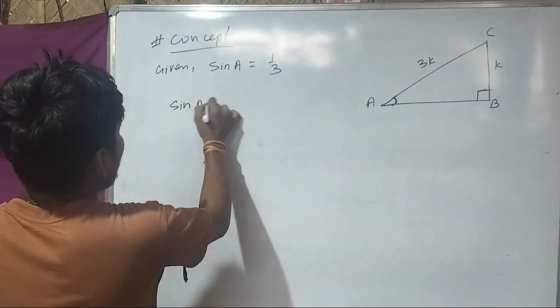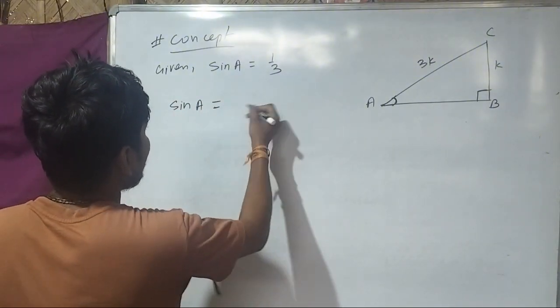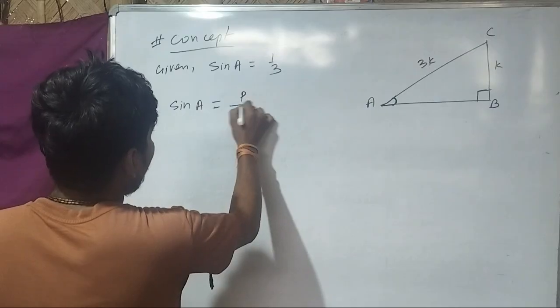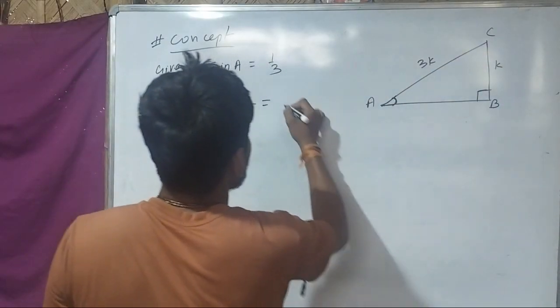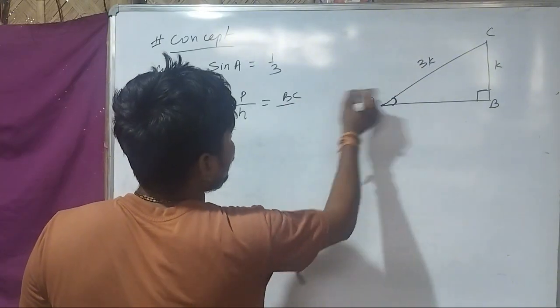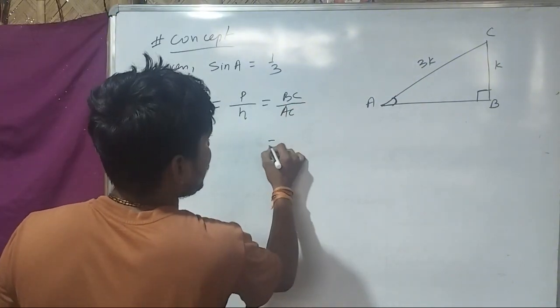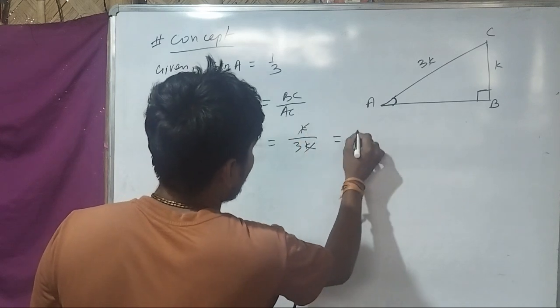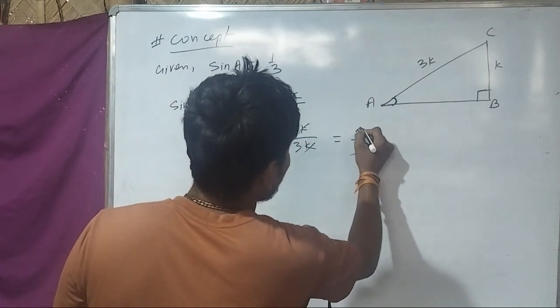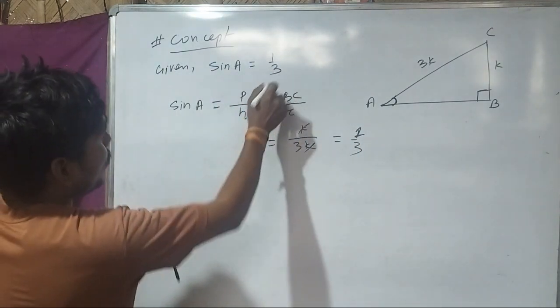Sine of angle A means what, sir? Sin theta will be what formula? Perpendicular by hypotenuse. So with respect to angle A, what will be perpendicular? BC, and hypotenuse will be AC. Okay, so BC by AC, K by 3K, so 1 by 3. So what does it mean, sir? Sine of angle A is 1 by 3 means what?